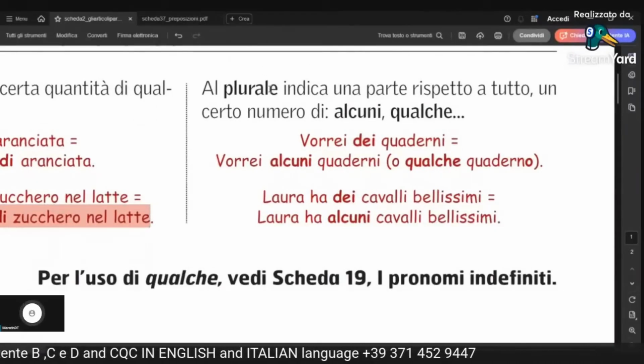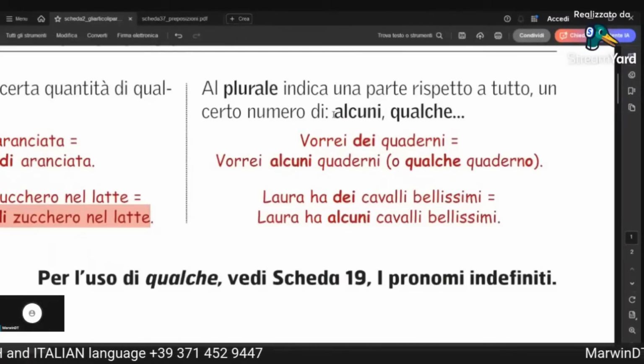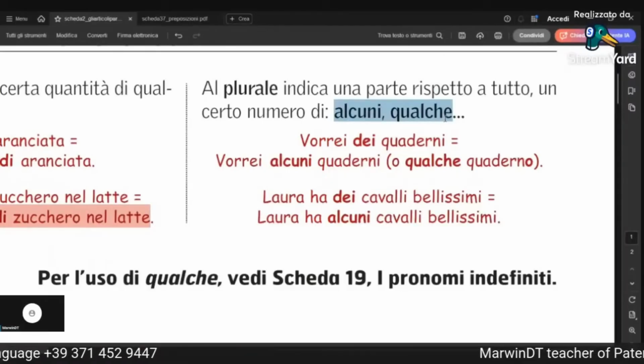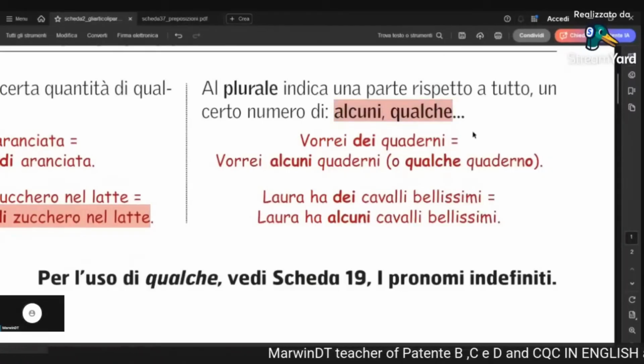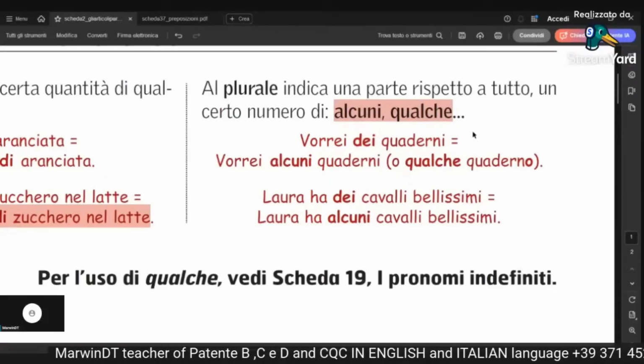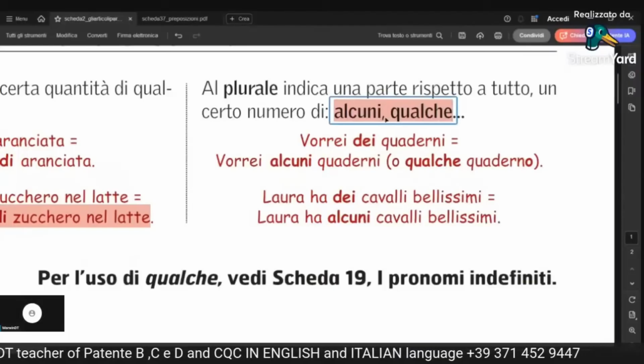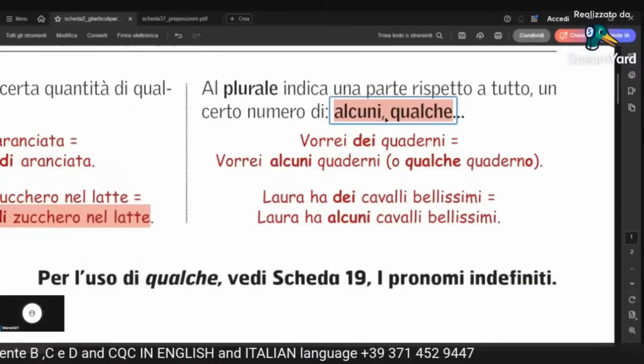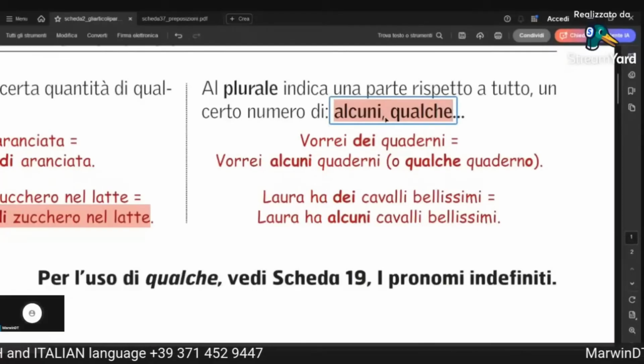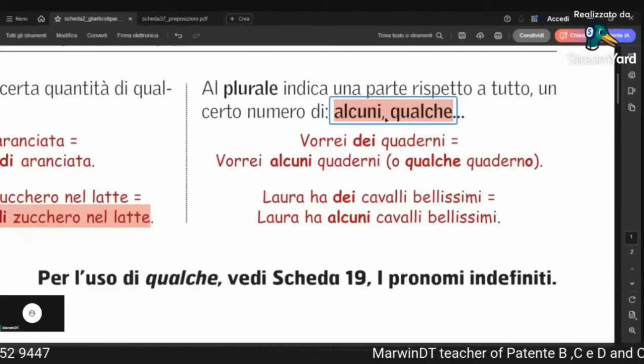So in the plural also, the words normally used are alcuni and qualche. So it also does not tell us a specific amount. Alcuni means some. Alcuni, some of them. That's what alcuni means. Qualche also means some as well. Qualche. Okay.